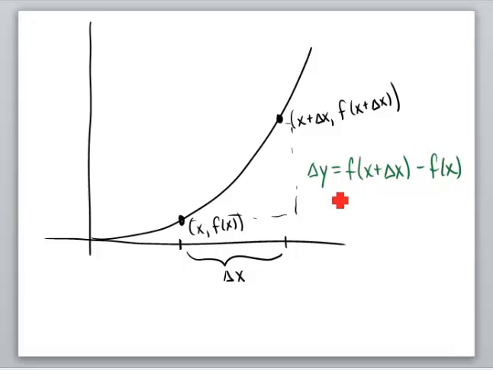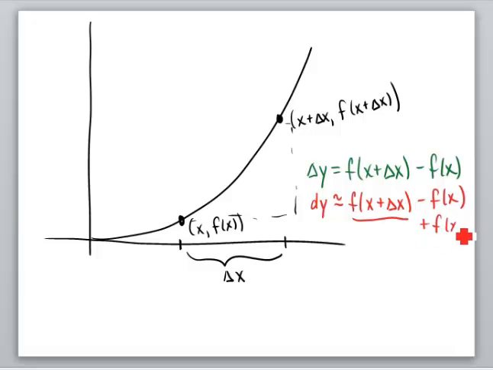What we learned in the previous day is that change in y and dy are approximately equal to each other. So I now can say that dy is approximately f of x plus change of x minus f of x. Remember, my ultimate goal is to find or approximate this new height. So what I'm going to do is get this f of x plus change of x by itself. I'm going to do that by adding f of x to both sides.